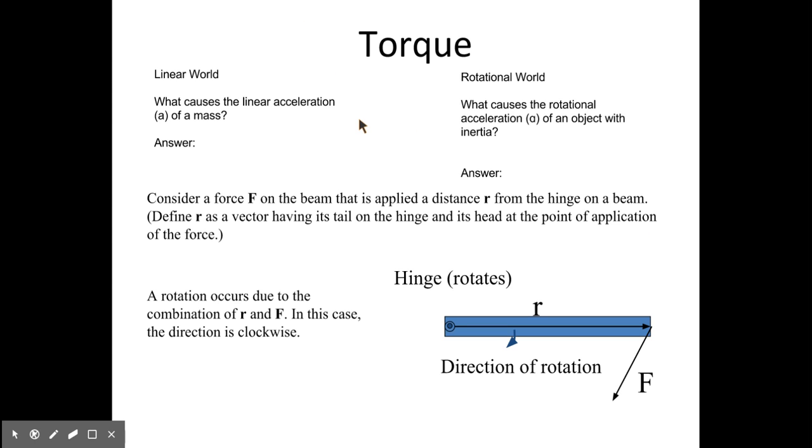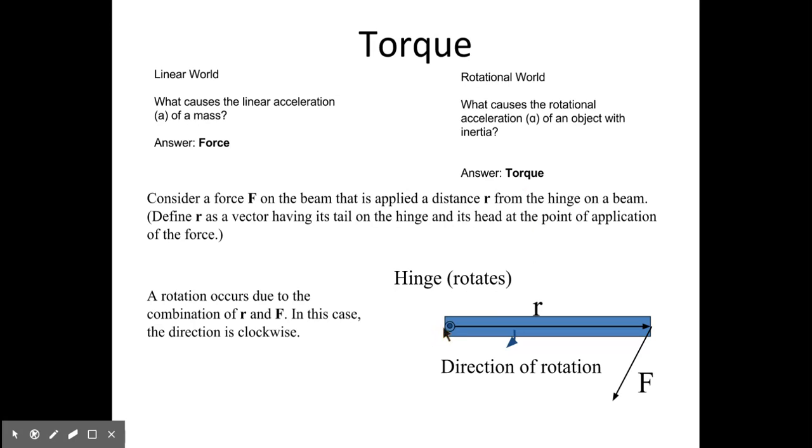This is a quick video about torque. Let's review what causes the linear acceleration of a mass and what causes the rotational acceleration of an object in the linear world and in the rotational world. In the linear world, it's force that causes the linear acceleration of mass. Well, what's new for us is in the rotational world, what causes the rotational acceleration of an object with inertia, rotational inertia specifically, is torque.